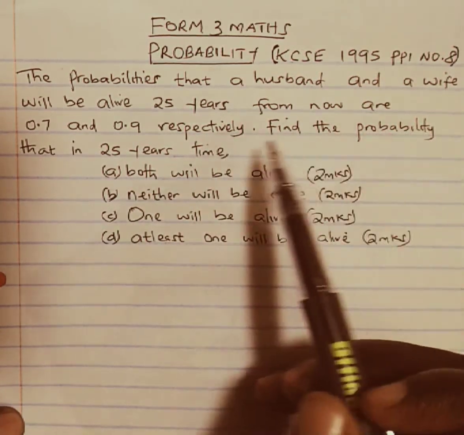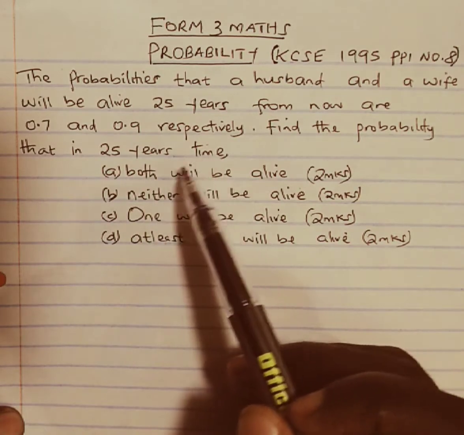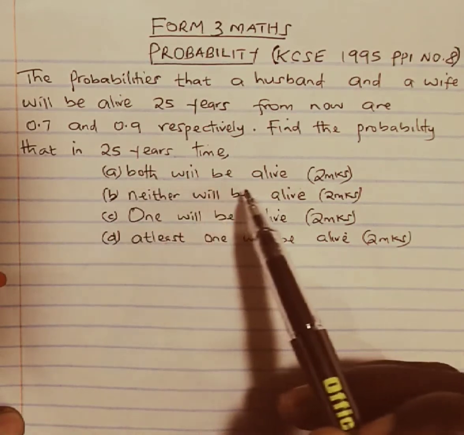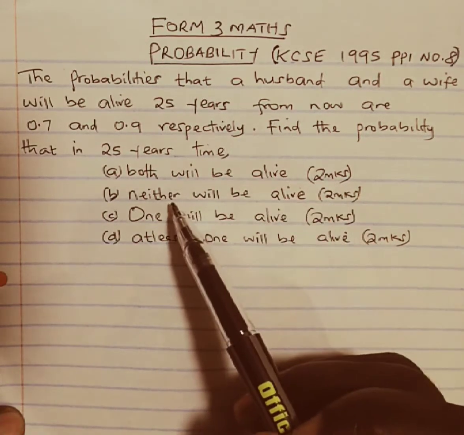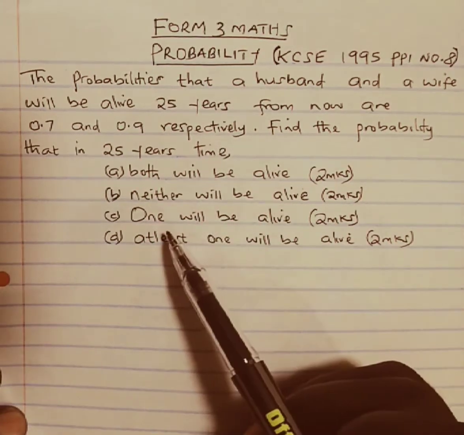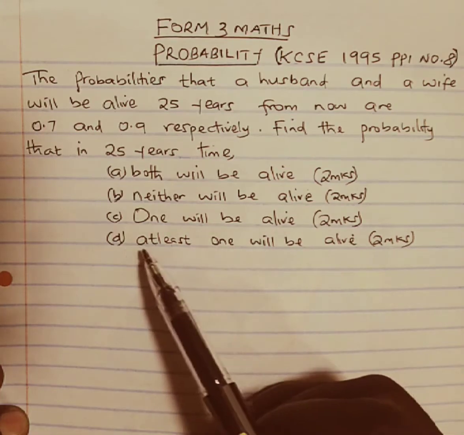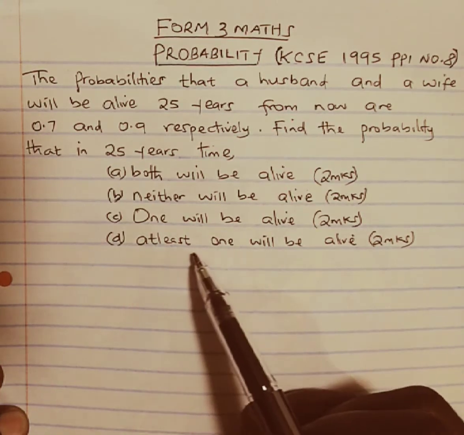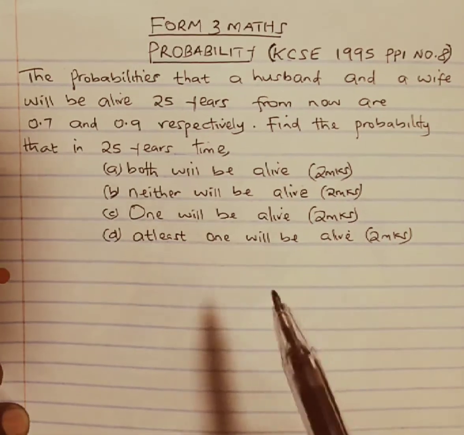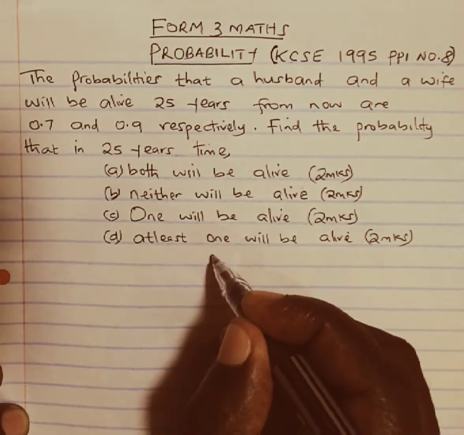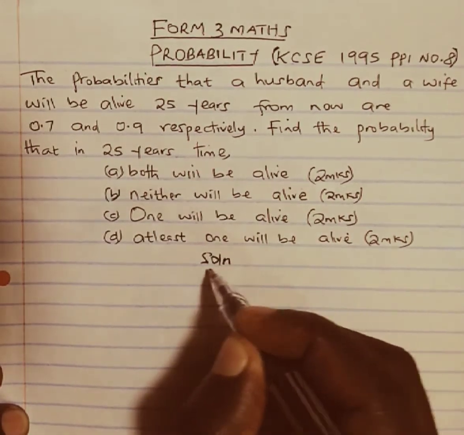Find the probability that in 25 years time, A, both will be alive, 2 marks; B, neither will be alive, 2 marks; C, one will be alive, 2 marks; and lastly D, at least one will be alive. So let us look at the solution to this question.